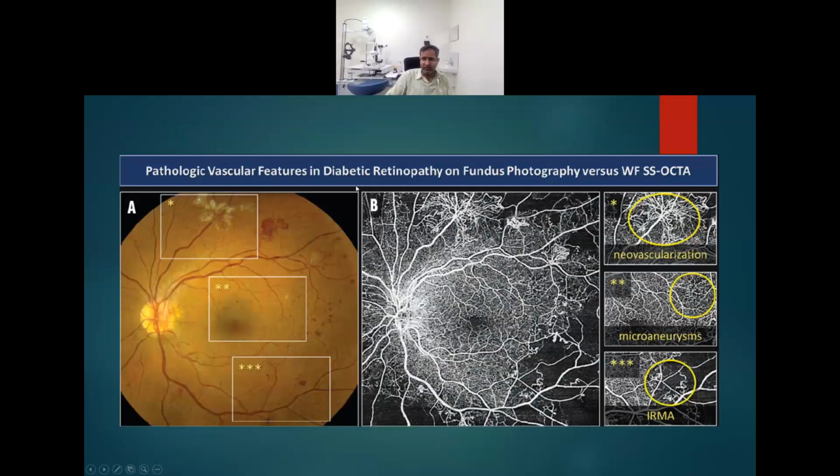Pathological features in diabetic retinopathy on fundus photography versus widefield SS-OCT angio. In this area, we can easily see the neovascularization. We can also see the microaneurysms in the various areas, and we can also see the IRMAs from one vessel to the other vessel. We can locate all these things from the OCT angio, which might not be that clear on the fundus photography.